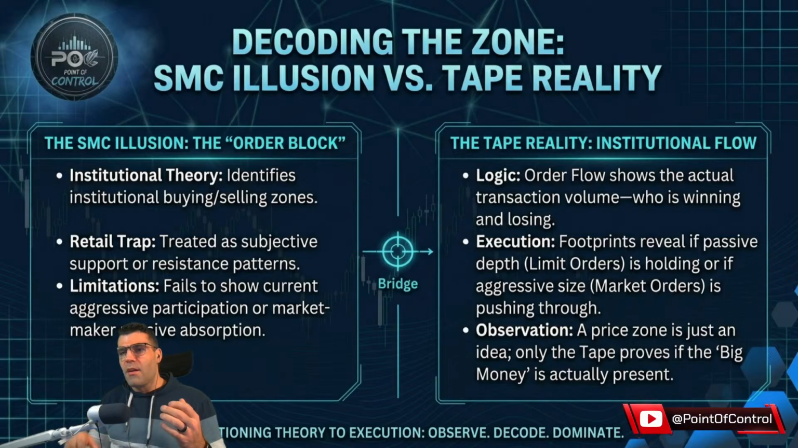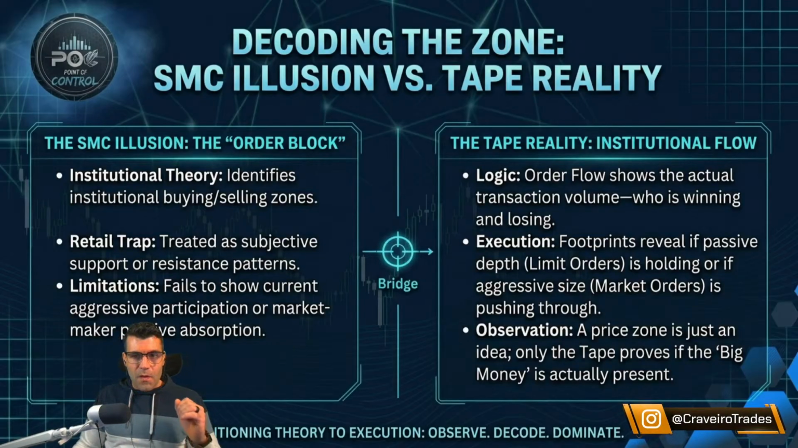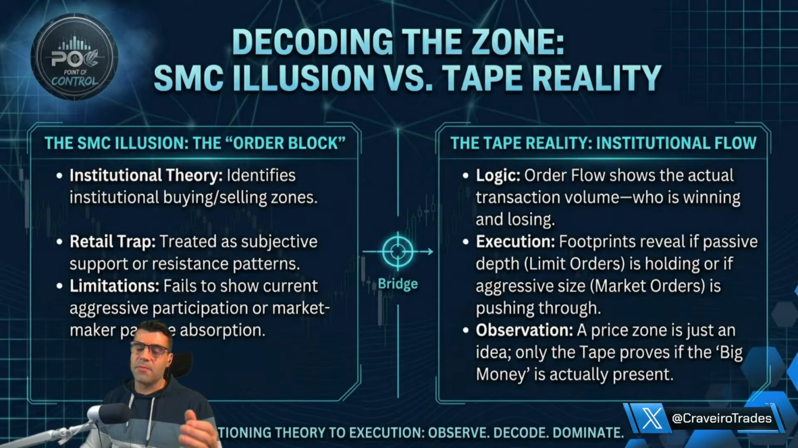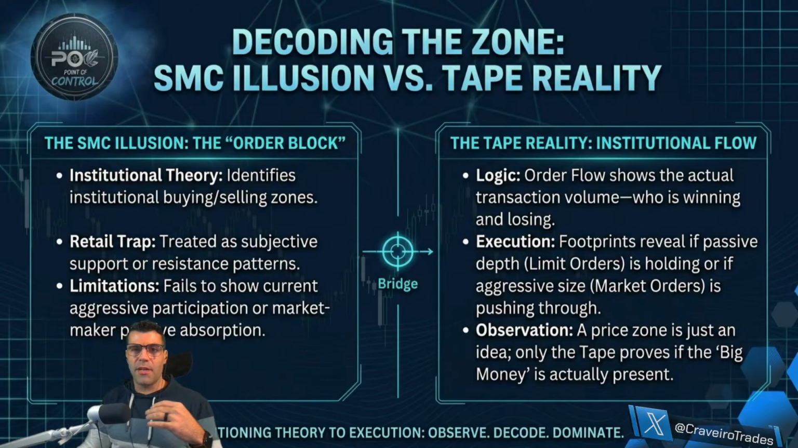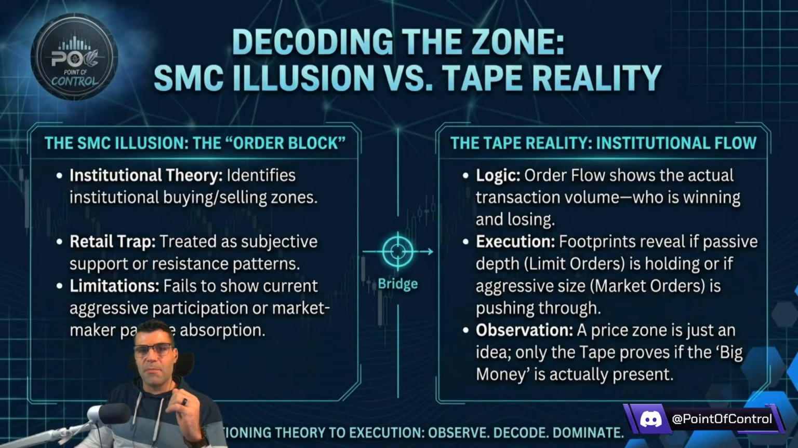So, decoding the zone. Institutional theory identifies buying and selling zones, okay? Which is essentially support and resistance. That's the retail trap. If you're familiar with SMC concepts, this would be a consolidation phase. You're looking at a support for a floor and resistance on a ceiling. Everybody's waiting for the manipulation and the distribution leg from there on out.